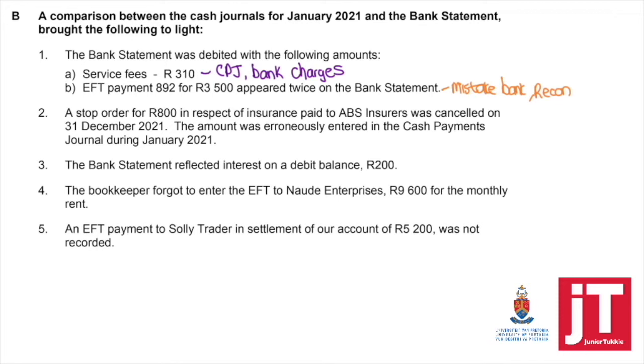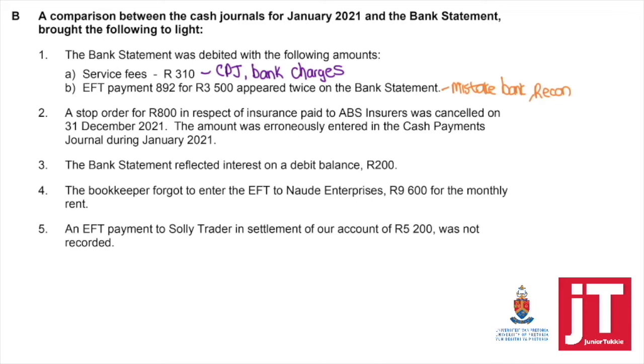Transaction number 2, a stop order for 800 in respect of insurance paid to ABS Insurers was cancelled on 31 December 2021. Now, before we continue, what is a stop order? A stop order is an instruction to the bank that a fixed amount must be deducted from my account.